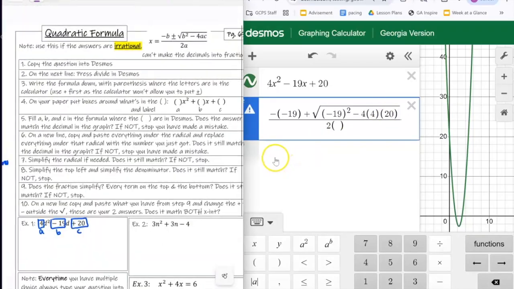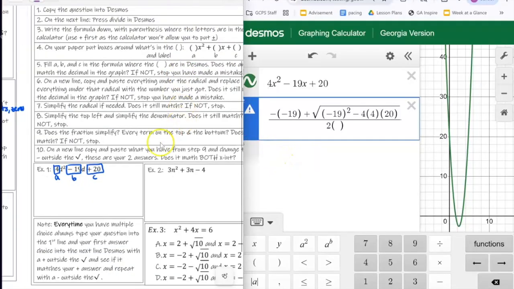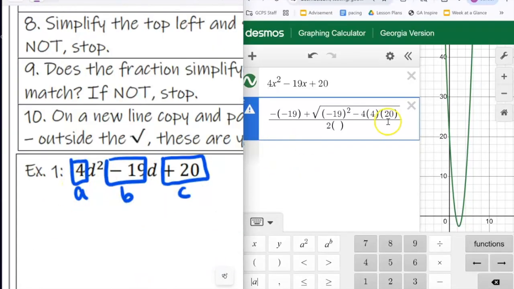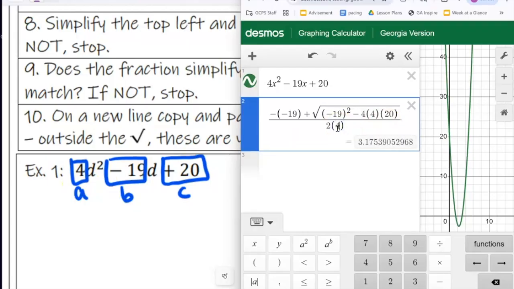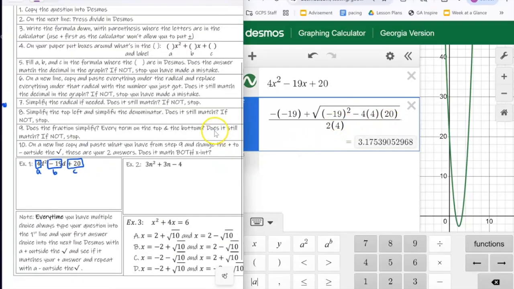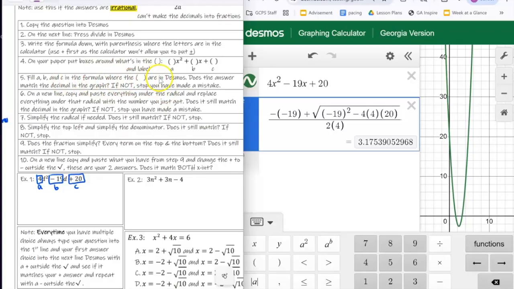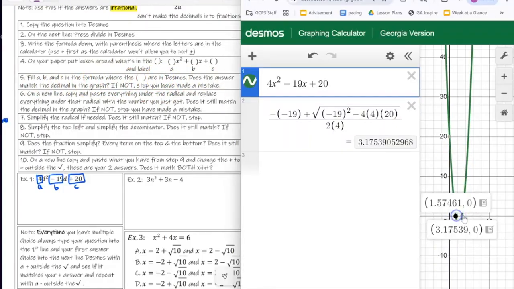Okay. And then on the very bottom, I have an A. So on the very bottom, A is 4. So we're going to go ahead and type that in. It says, does the answer match the decimal given? Okay, so let's go see. All right, does it match? Yes, 3.17539. And again, they're not going to write it forever. So yes, it does match. So where am I? If not, stop, you made a mistake. Okay, so I haven't made a mistake, so I can keep going.